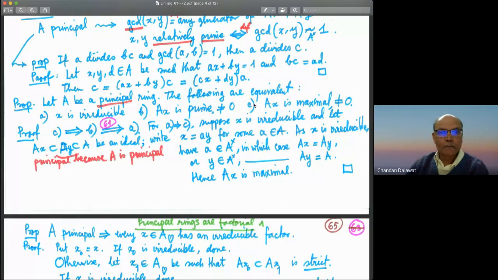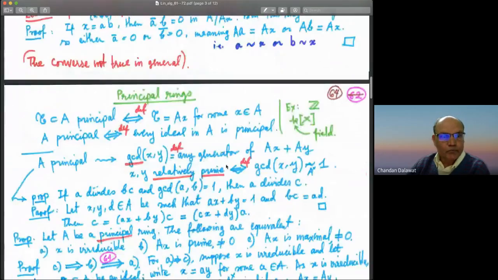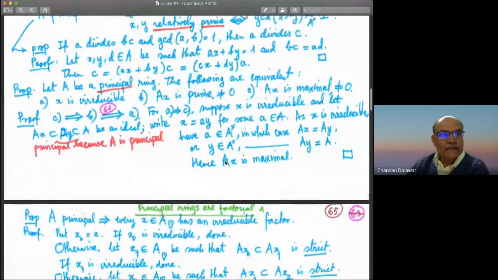So let's see. If it's maximal, then of course, if Ax is a non-zero maximal ideal, then it's certainly a non-zero prime ideal, because every field is after all an integral ring. And we have already seen that if it's a prime ideal, then this element x is irreducible. That we had already proved here. If x is a non-zero prime ideal, then x is an irreducible element. So it suffices to prove that A implies C.